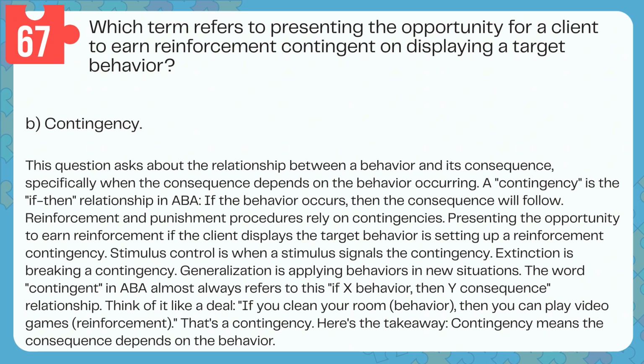Stimulus control is when a stimulus signals the contingency. Extinction is breaking a contingency. Generalization is applying behaviors in new situations. The word contingent in ABA almost always refers to this if X behavior, then Y consequence relationship.